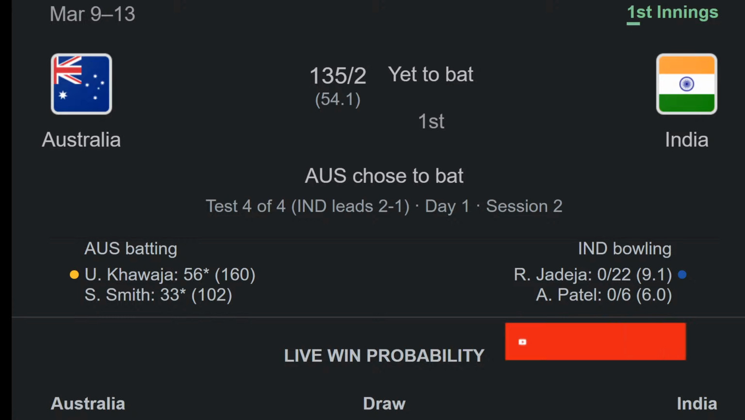136 runs have already been scored for the loss of 2 wickets. The two not out batsmen are Khaja 57 and Smith 33. Bowler Ravindra Jadeja.